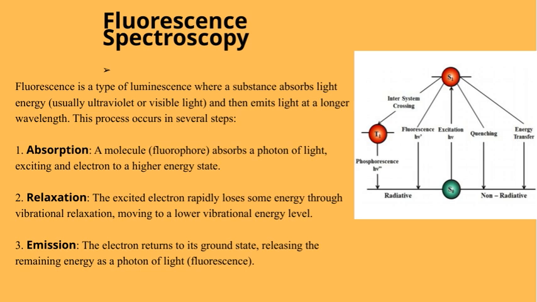Next, we have relaxation. The excited electron doesn't stay at this high energy level for long. It quickly loses some of its energy through vibrational relaxation, which basically means it relaxes to a slightly lower vibrational energy level within that excited state. Finally, the electron returns to its ground state, releasing the remaining energy as a photon of light. That's what we see as fluorescence. This emission of light at a longer wavelength is what makes fluorescence a powerful tool in spectroscopy. Understanding these steps helps us grasp how fluorescence spectroscopy works and why it's so useful for analyzing various substances.